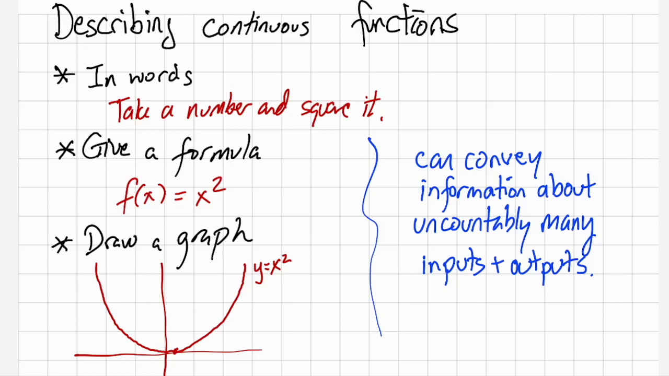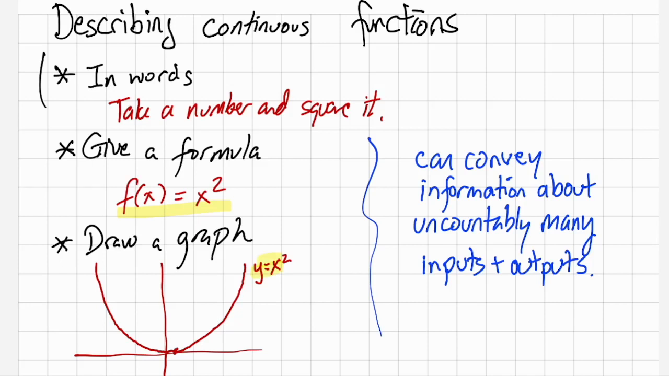We have some experience describing continuous functions. The main way that we do that is in words. We can talk about taking a number and then squaring it. We might give a formula for this function, f of x is equal to x squared. And sometimes we will draw a graph of a function as a way to describe it. Here's a graph of the same function.